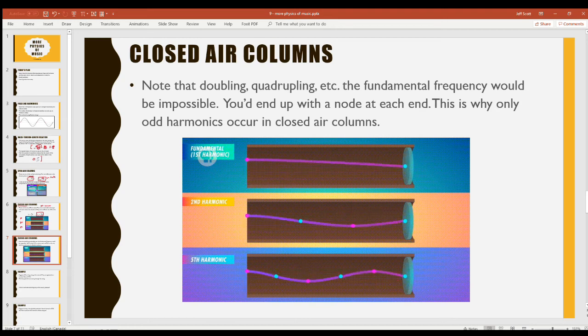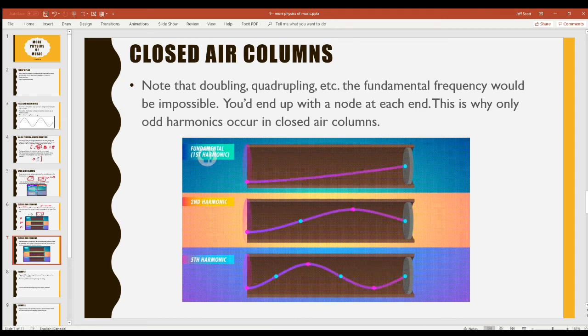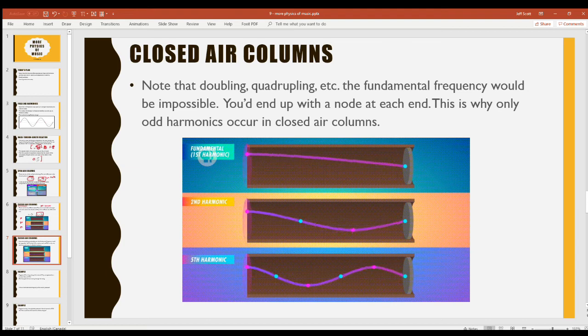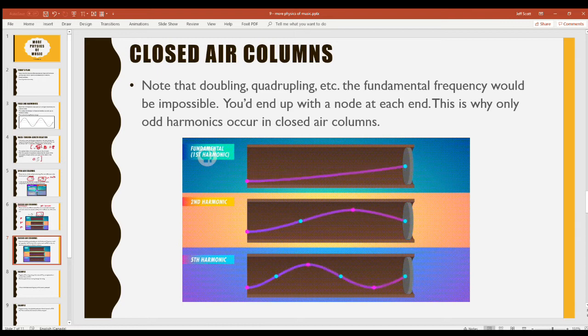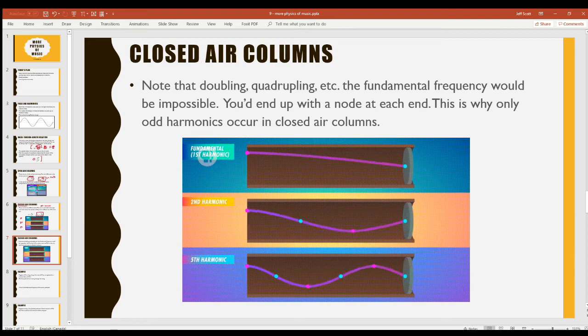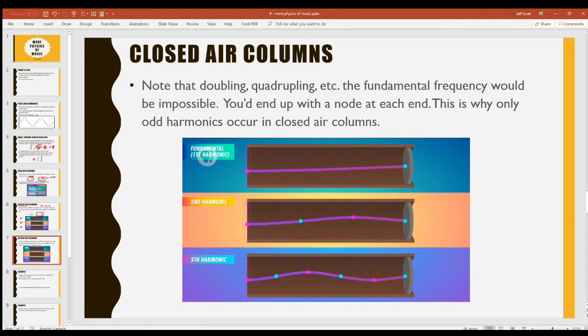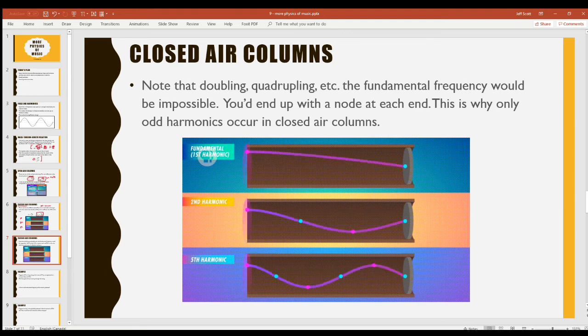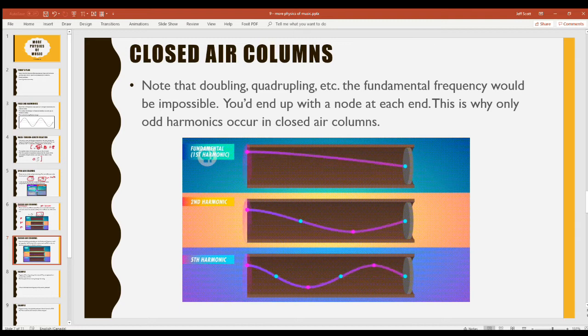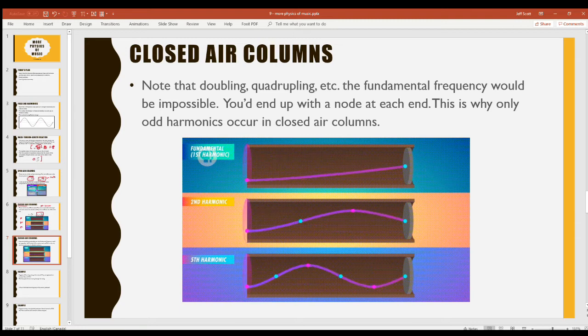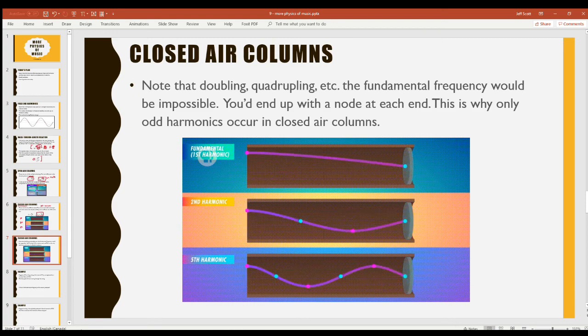Now again, for these closed air columns, if you were to double or quadruple etc. the fundamental frequency, it would actually be impossible. The reason being is you have a node at your closed end, so if you were to double the frequency of that harmonic, you would end up having a node at both ends. And as we know, we can't have a node at the open end, it has to be an antinode. So this is why only odd harmonics occur in closed air columns, because we want to make sure that we have a node at the closed end and an antinode at the open end.